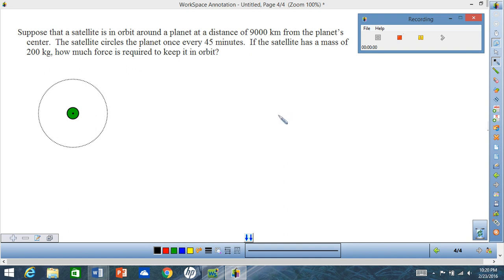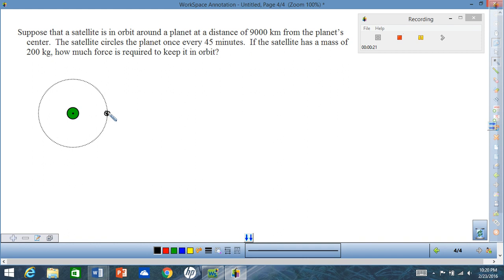All right. Today we're going to be looking at a satellite that's in orbit around a planet. It's orbiting at a distance of 9,000 kilometers from the planet's center, and it's orbiting every 45 minutes, so it is really booking it around there. And we're given the satellite's mass, and we're wondering how much force it takes to keep it in orbit.